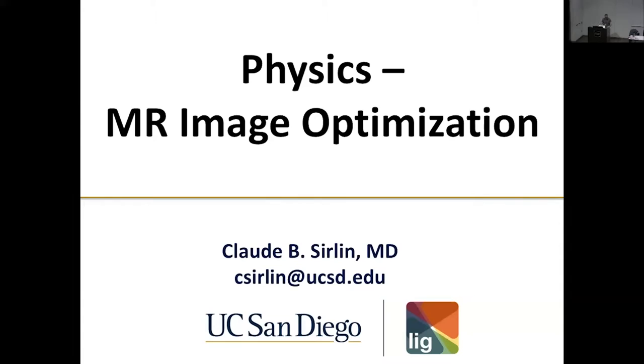Okay, so we've reviewed some basic MR physics. How do we translate that now into image optimization?